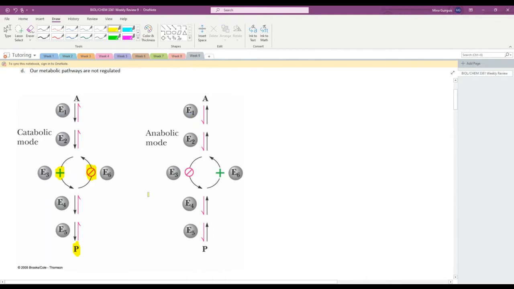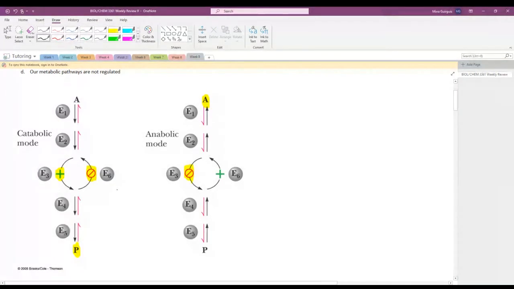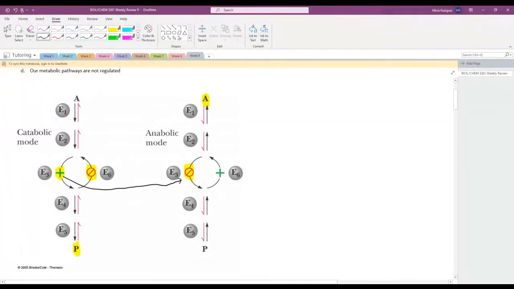On the other hand, if I don't want to get my product, if I have too much product and now I want to switch back and form my A, which is just my starting reactant, well, now I have to switch gears and I have to turn off E3, which was on before, and I have to turn on E6 to let that happen, okay? And so because our metabolic pathways use so many of the same enzymes and use so many of the same reactions just in reverse, we have to be very, very regulated so that we're not forming some product and some starting material at the same time when we really want one or the other.